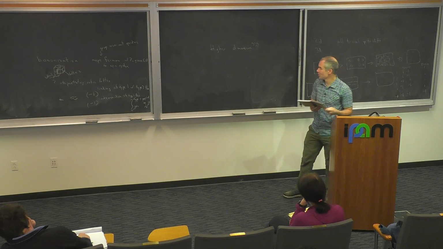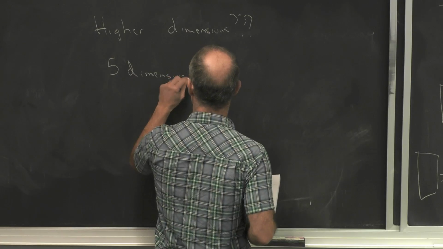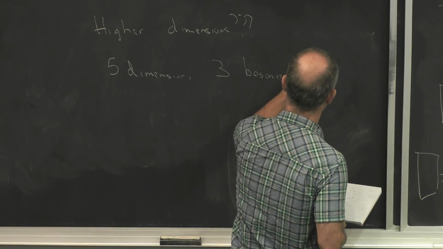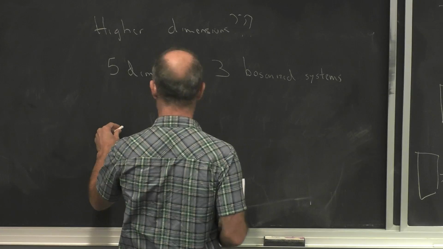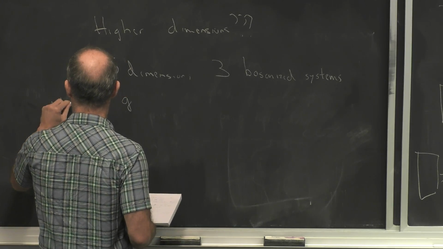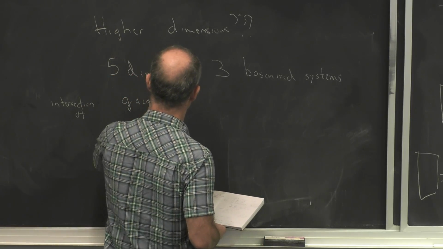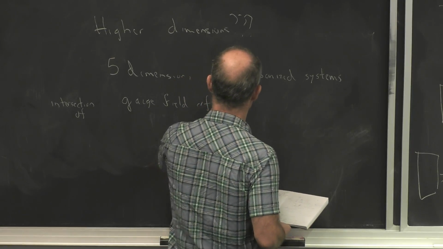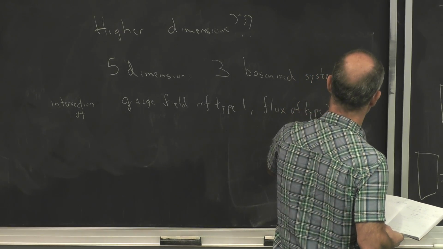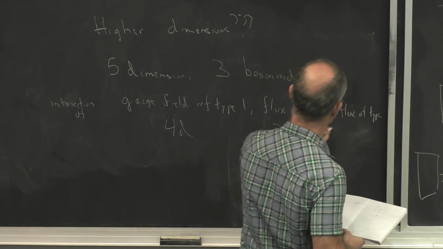So you could ask about higher dimensional things. Could you start building up some interesting thing in higher dimensions? So I guess, imagine 5 dimensions, 3 bosonized systems, and then you could look at the intersection of gauge field of type 1, flux of type 2, flux of type 3. And this is a 4-dimensional, 3-dimensional, and 3-dimensional object.